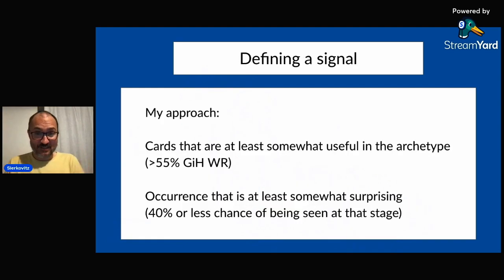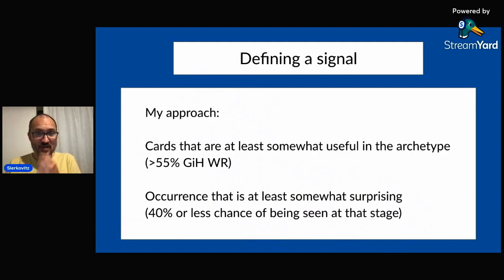How do I define a signal? So my approach was to look at the cards that are at least somewhat useful in an archetype, and I was pretty liberal there. I took cards that have a game in hand win rate of 55% or more, because that means that the card is playable. And I took the win rates for each archetype separately, because I'm not interested that there are good blue cards being passed when I'm drafting blue-red, when those cards are just not good in blue-red. There might be some cards like that.